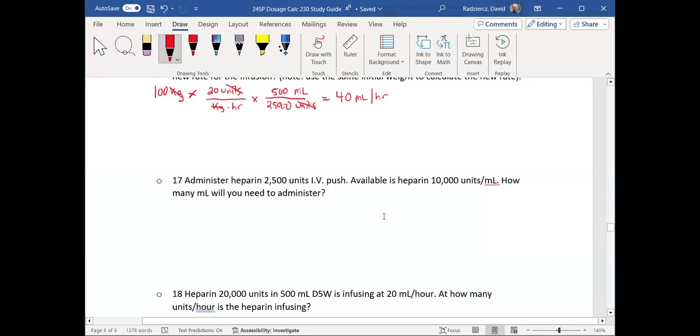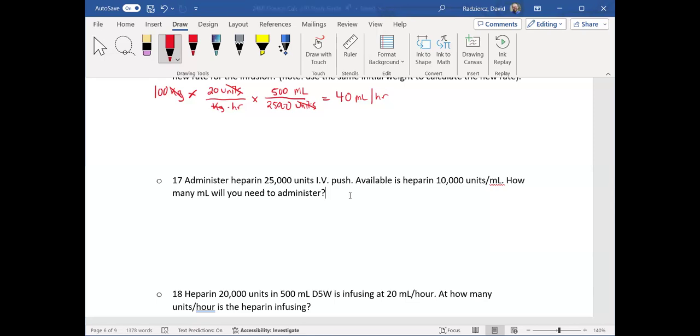And I apologize, I want to change this a little bit. I want to make it 25,000. Okay, so you're being told to push 25,000 units. The available is 10,000 units per milliliter. So how many milliliters would you administer to get to that 25,000?